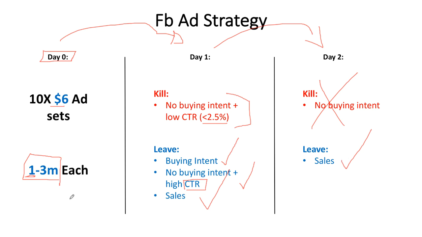So the whole goal here is, by testing these 10 ad sets, after 48 hours we should hopefully find a couple of winners within this that have sales and that are profitable and that we can scale up. Because we have a limited budget, we don't want to waste any budget at this stage, so we're going to be as lean as possible and find profitable ad sets as quickly as possible and then start scaling.